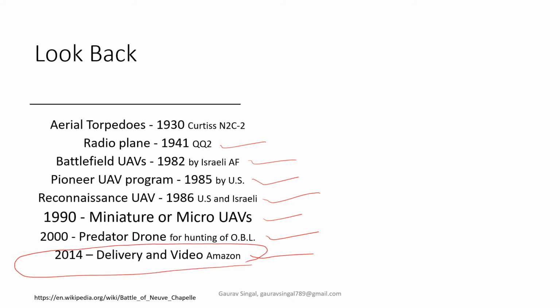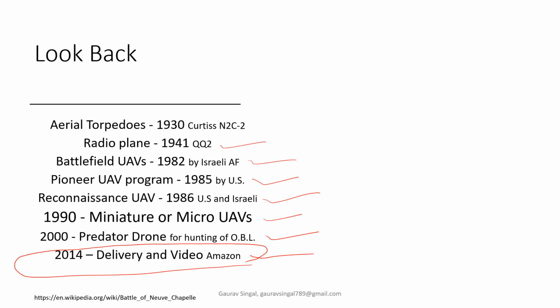Like you have seen the example of Amazon, thinking to start the delivery of parcels. I'm just telling the scenario of India. Outside, they have already started delivering products with the help of drones. So this is basically the evolution of UAVs, and how they are enhancing their capability.